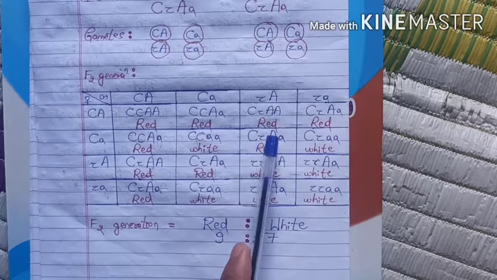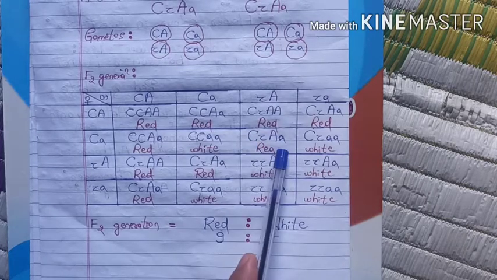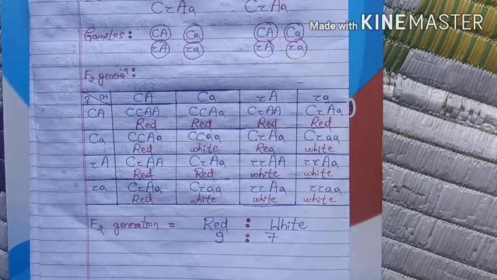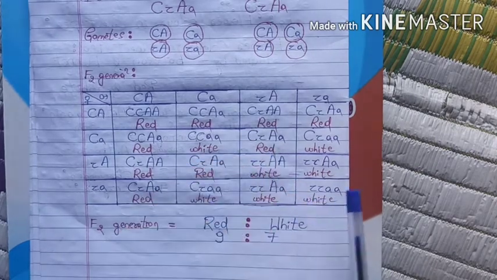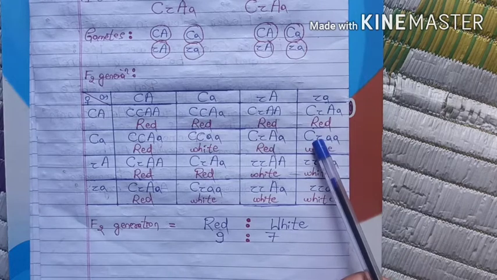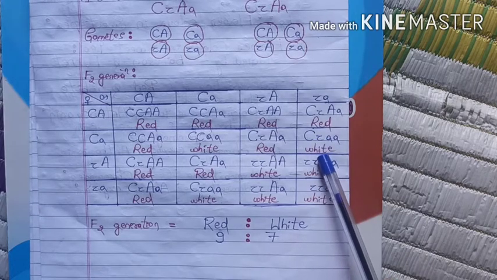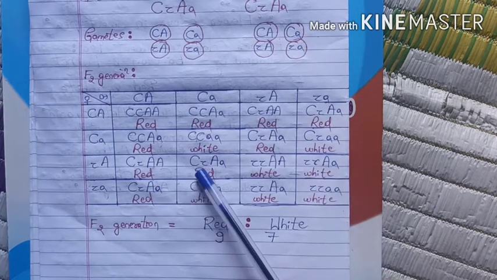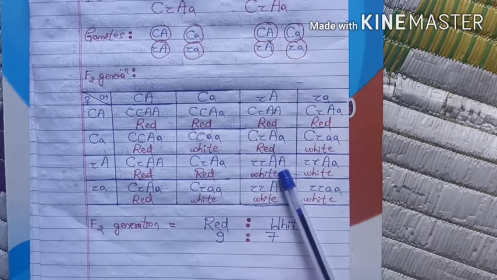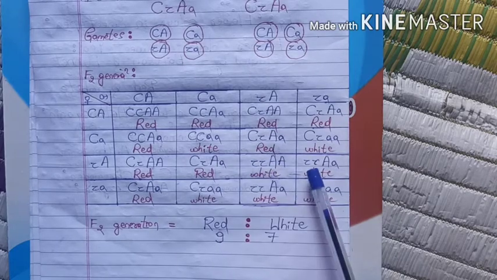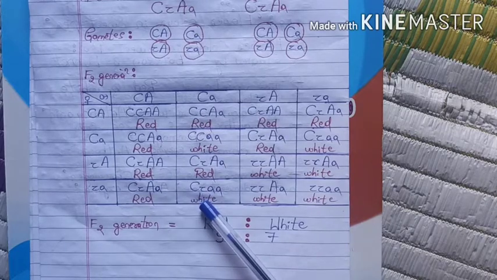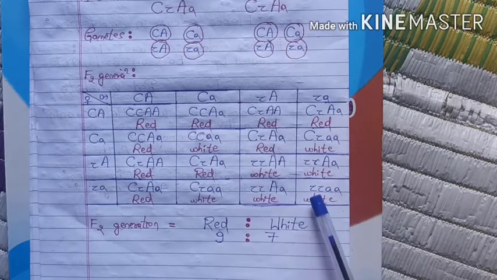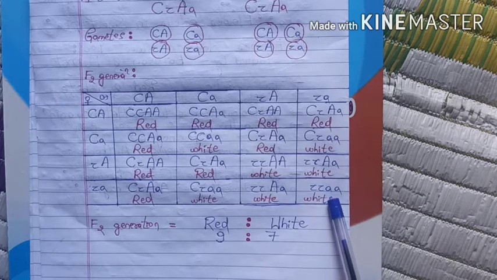Again you can see capital C, capital A, therefore no doubt again it is red. Okay, a little spelling mistake is there. Again it is red. Now here only capital C is there, therefore white. Here also capital C, capital A, red. Only capital A, again white. Only capital A, white. Here also only capital C, white. Capital A, white. All are recessive, no doubt again white color.